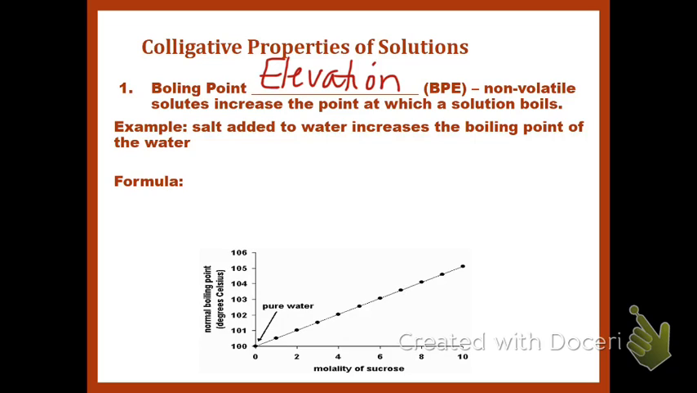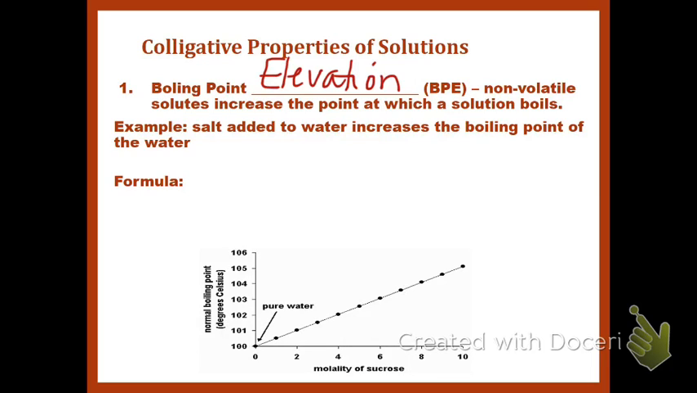Okay? I'm not going to make you do the formula because we don't have to do any calculations with it. But in the formula, one of the components is called i, which is a Van 't Hoff factor, which is the number of particles. So you have to include that in your calculations, your number of particles. Okay?